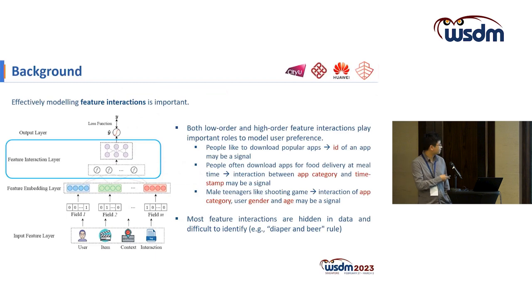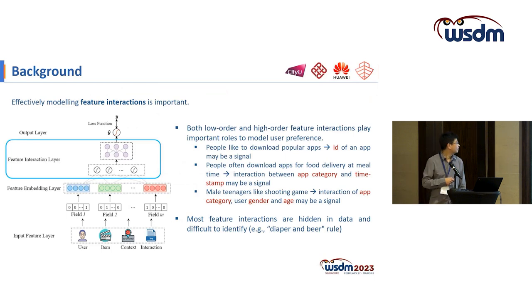Okay, so I think this figure has been shown many times. In a deep recommender system, we have three different layers: input feature layer, feature embedding layer, and feature interaction layer. And in this section, we will focus on this feature interaction layer.